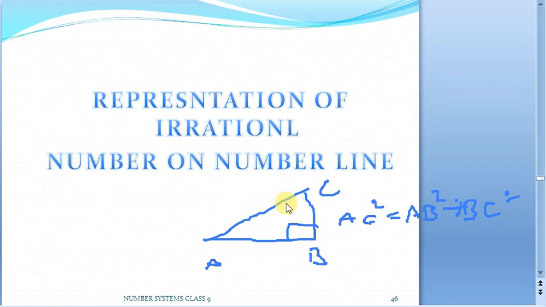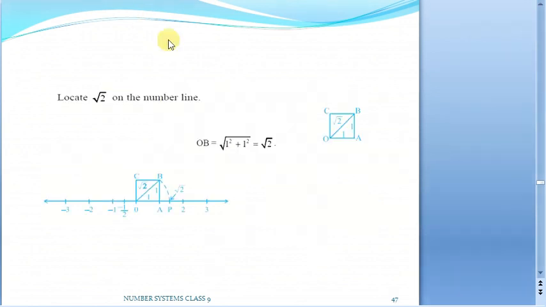So using the same, we will see how to represent our irrational numbers on the number line. Let us see the things with an example. Suppose we need to locate root 2 on the number line. Okay, our number is what? Root 2.